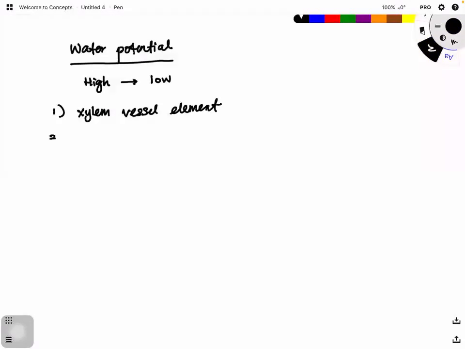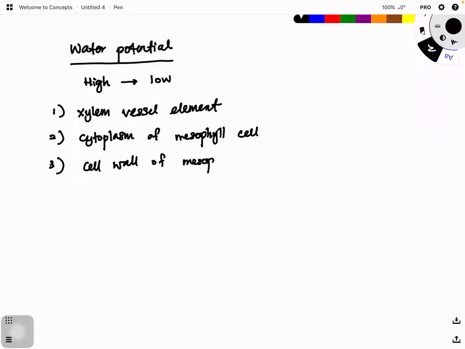Okay, followed by the cytoplasm. Okay, cytoplasm of mesophyll cell. Okay, and continue to the cell wall of mesophyll cell, and then substomatal cavity, and then last atmosphere.